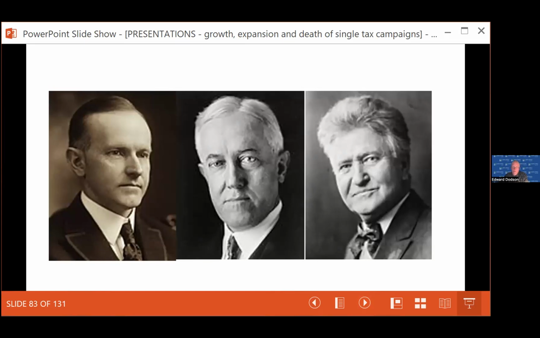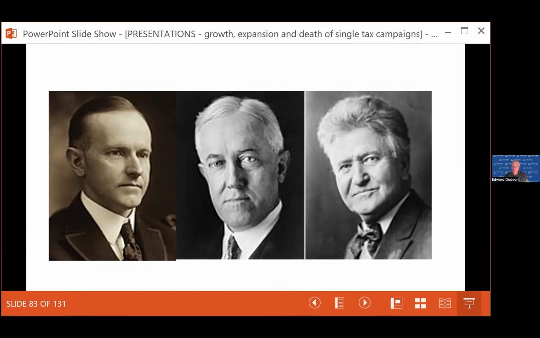Well, okay, what happens? The votes are counted in November 1924. The winner is Calvin Coolidge. He had taken over as president upon the untimely death of Warren Harding in 1923, and he comes out victorious. The Democratic Party candidate, John Davis, comes in second, and Robert La Follette, the progressive candidate, finishes third.